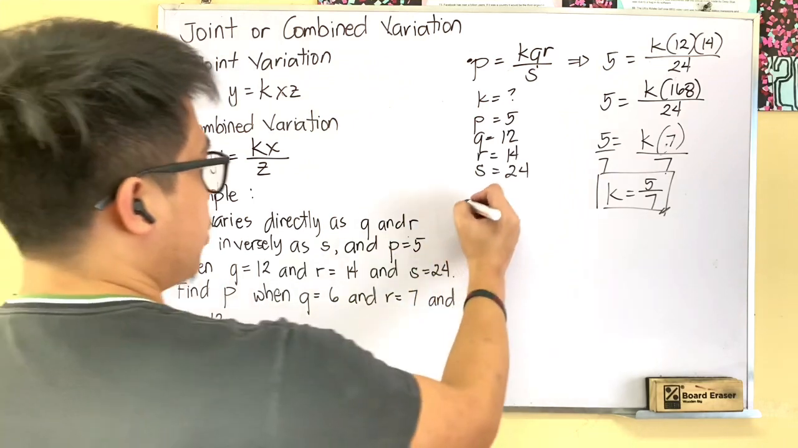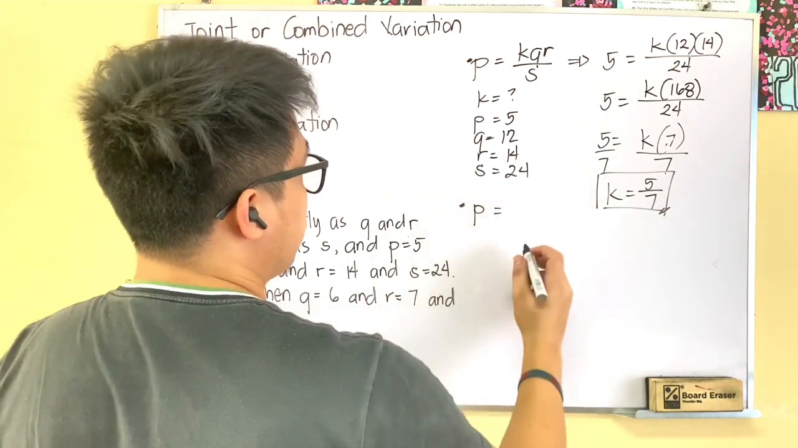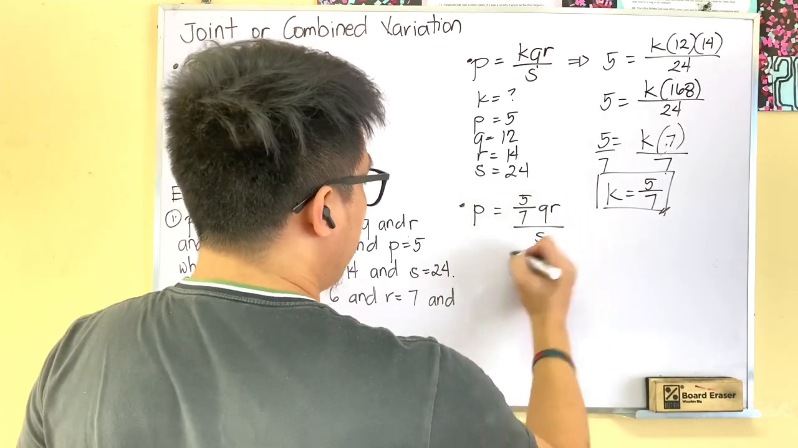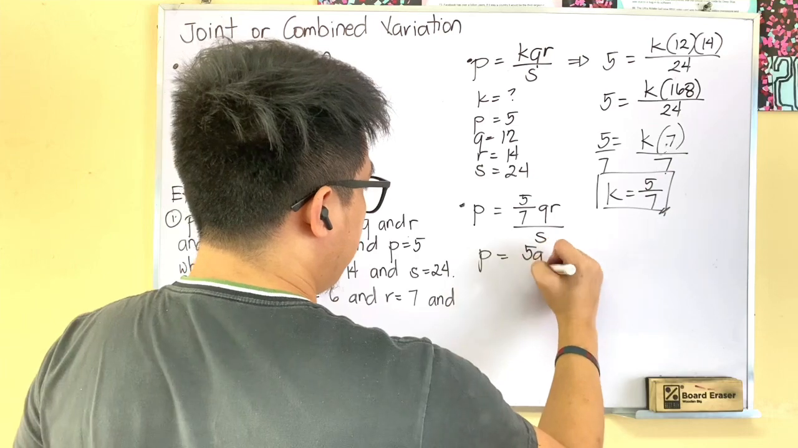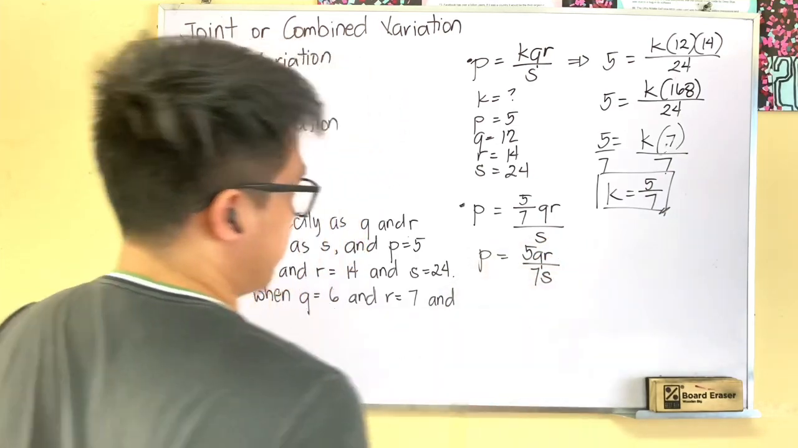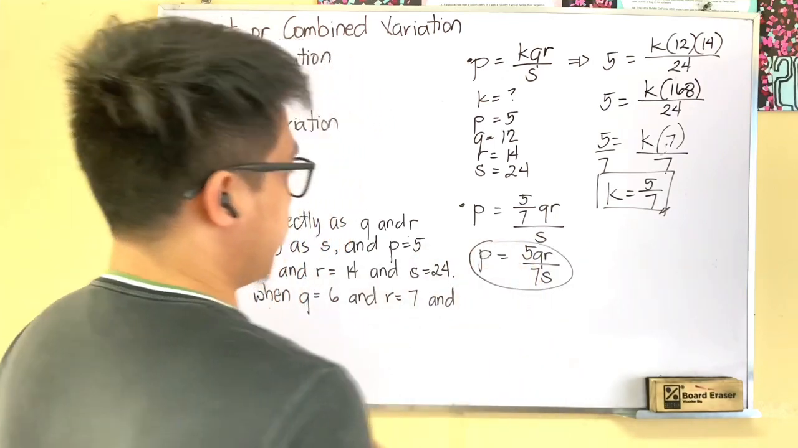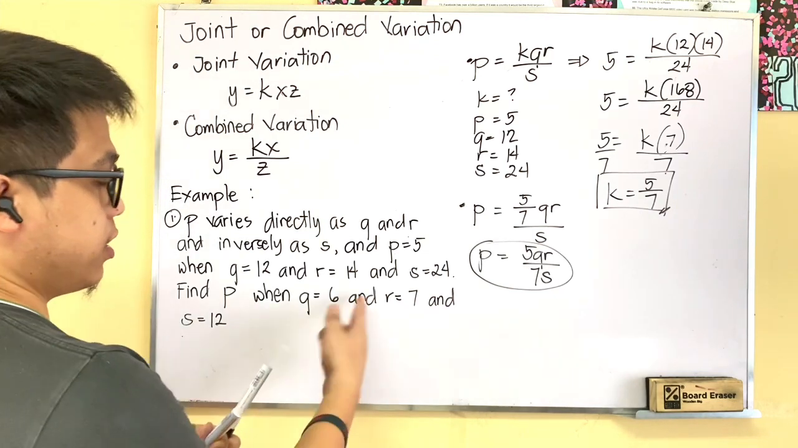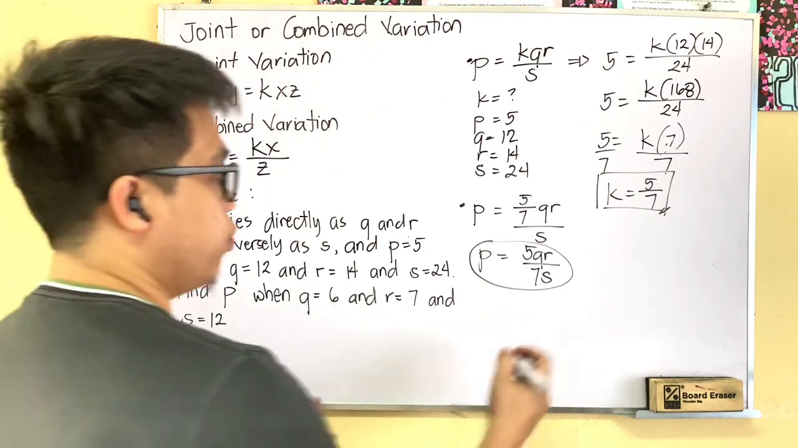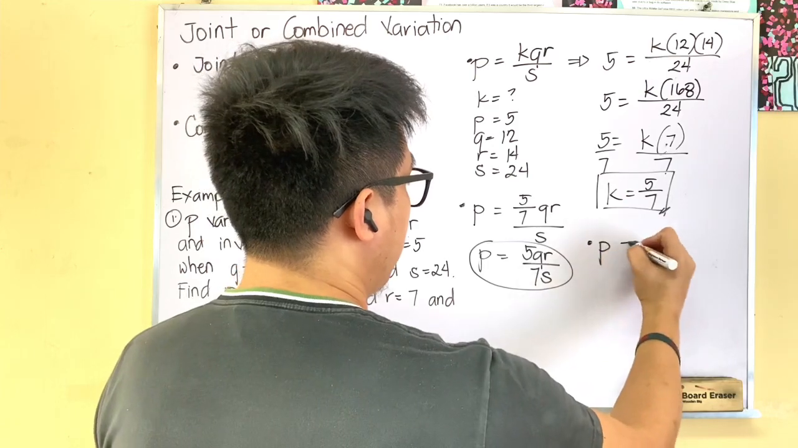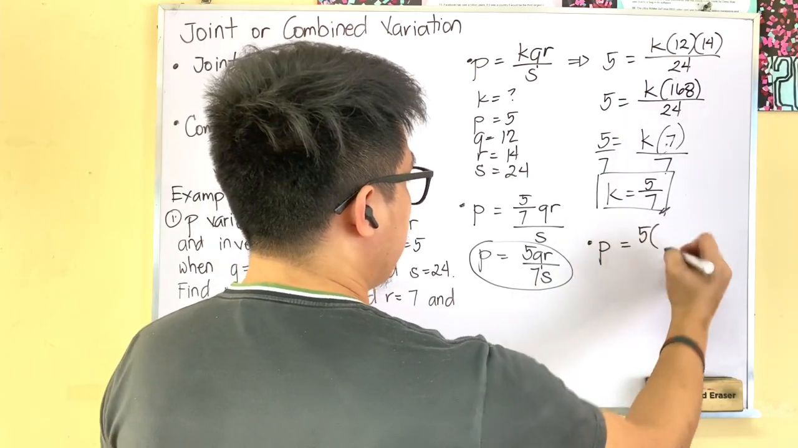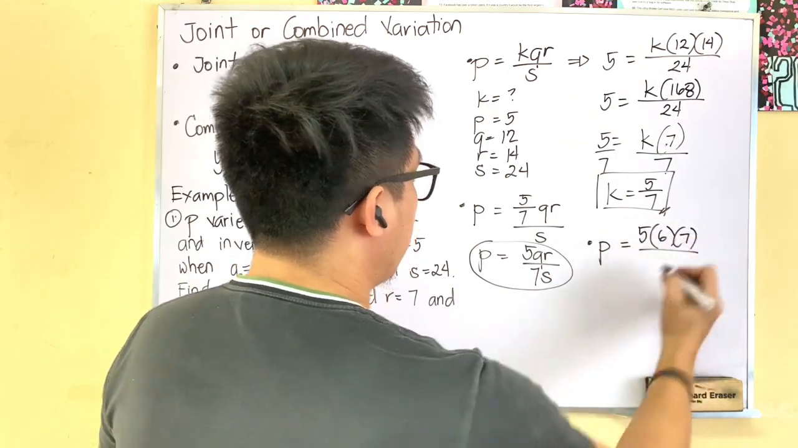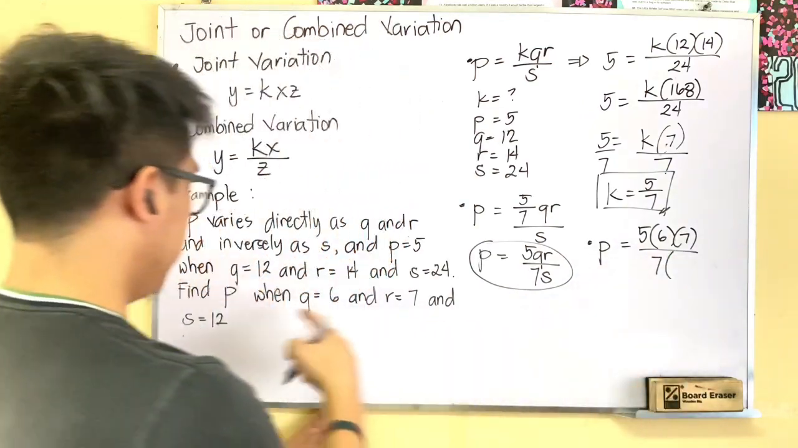So, we can write the equation as P is equal to 5 over 7 QR all over S, or P is equal to 5 QR all over 7S. Ito na yung ating equation. Next na hinahanap, find P when Q is 6, R is 7, and S is 12. So, paano yung gagawin? By substitution only. So, 5 times Q, which is 6, times R, which is 7, all over 7 times 12.